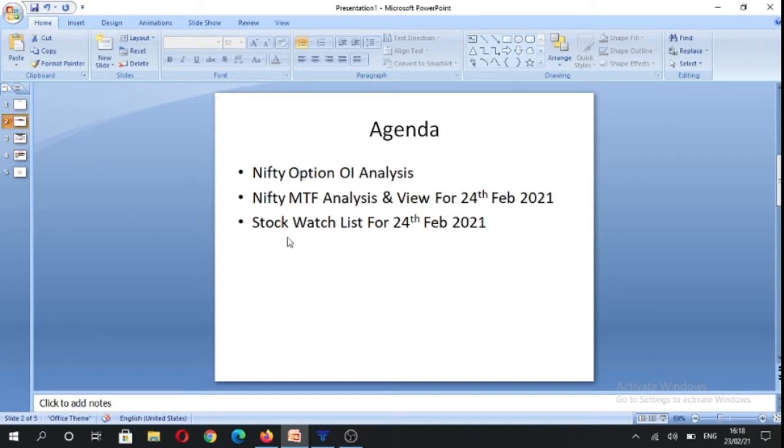The purpose of making this video is to analyze Nifty options open interest data. We would be analyzing Nifty on multiple time frames, and we would be framing a view for tomorrow, that is 24th February. Apart from the index, we would be discussing our stock watch list. So let's start by analyzing Nifty options open interest data.